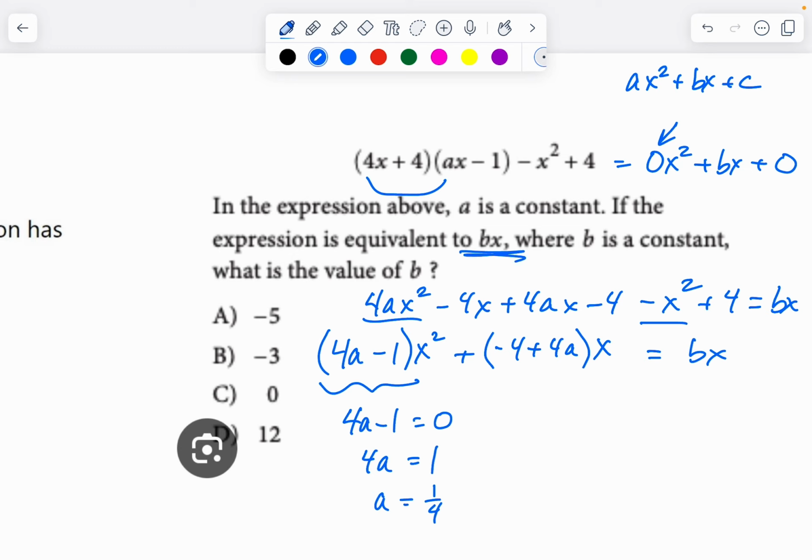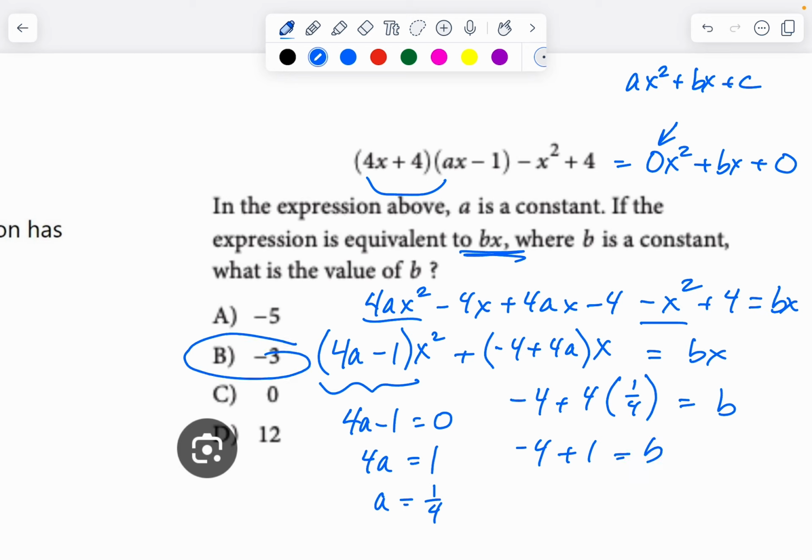And so now I can take this and say negative 4 plus 4 times 1/4. This times x would be equal to b times x. Well, I don't need to write the x's. So I see a negative 4 plus 1 is equal to b, which is equal to negative 3.